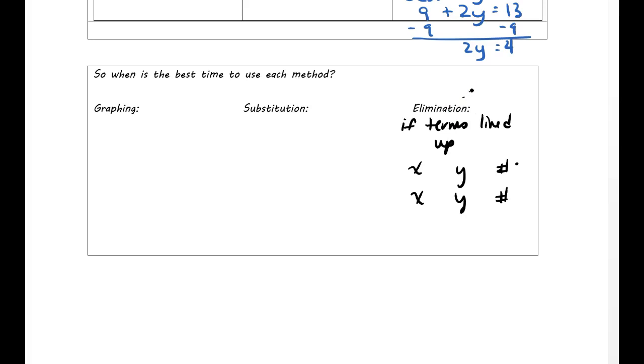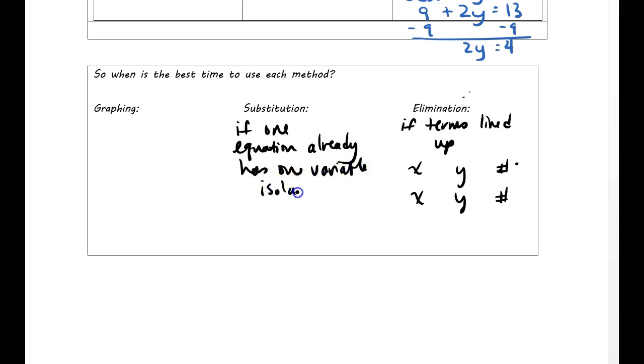Substitution, I always try first if step 1 is already done for you. So if one equation already has one variable isolated. An example of that would be like maybe there's an x and a y and a number, okay, on this, but then maybe it's like y equals blah, blah, blah. So if they've already gotten the y by itself or the x by itself, if one of the letters is already by itself in one of the equations, then I use substitution, okay?